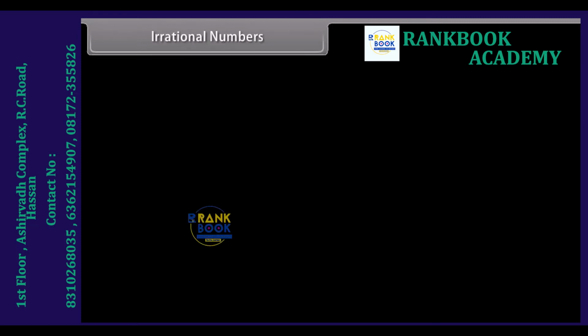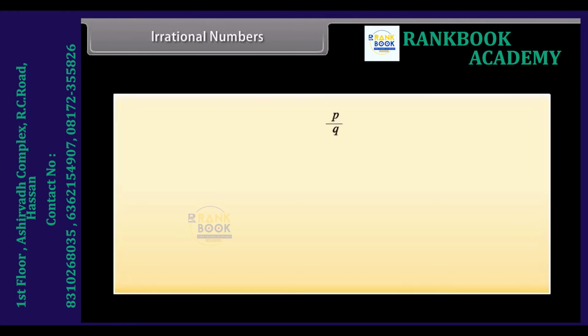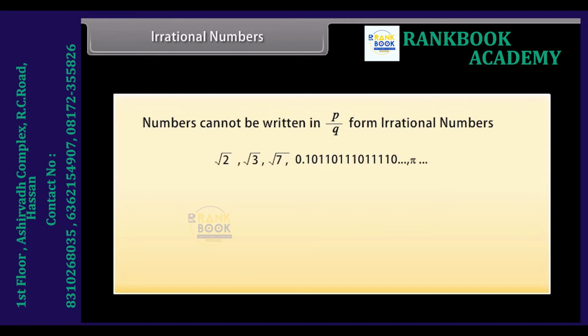Irrational numbers. You must be wondering if there are such numbers which are not in the form of p/q. Yes, there are numbers which cannot be written in the form p/q. Those numbers are called irrational numbers. For example, square root 2, square root 3, square root 7, 0.10110111011110 and so on, pi and so on.